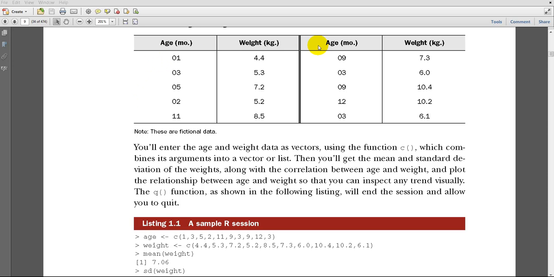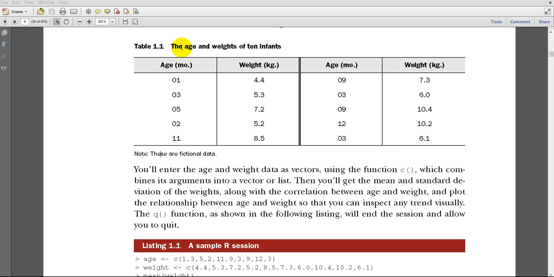So here we have some data. We have age and weight. Age is 1, 3, 5, 2, and we keep going down to here. And weights are here, here, here, and so on. These are supposedly the age and weights of 10 babies. So we go down here and here for the ages and the corresponding weights.